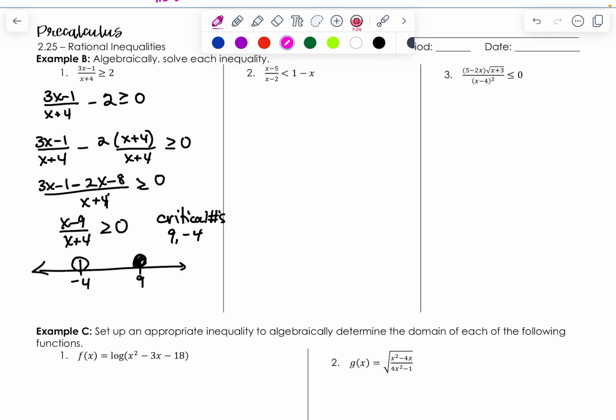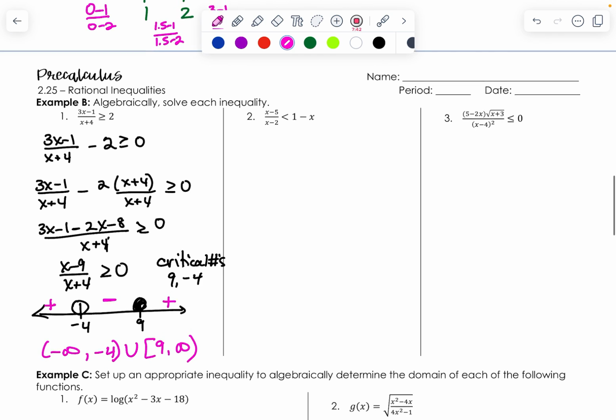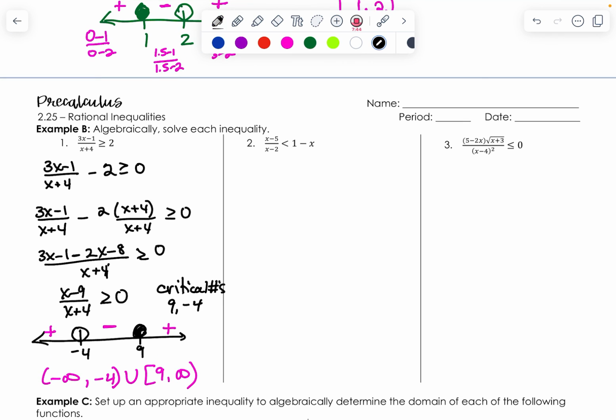So if I plug in 9, that's a plus. This is a minus, and this is a plus. So where is it greater than or equal to 0? That's negative infinity to negative 4 with a parenthesis, union, bracket, 9 to infinity. All right, the next one.